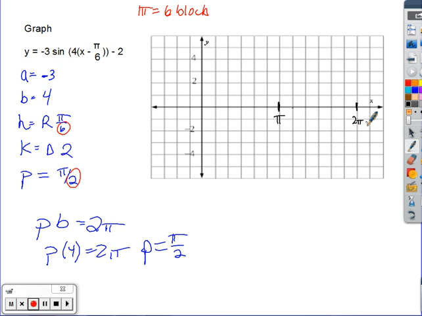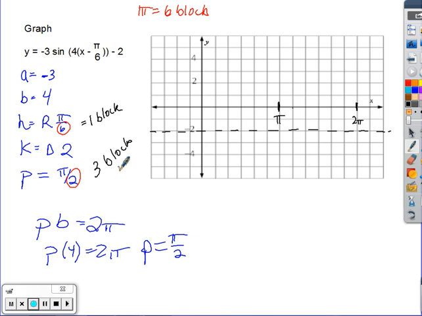Now, vertical shift down 2. Horizontal shift right pi over 6. But I forgot to count my blocks here. Sorry about that. So if 1 pi is 6 blocks, a right shift of 6 over 6 is 1 block. Okay, and if my period is pi over 2, then 6 divided by 2 is 3 blocks. So 3 blocks will be my period. Ooh, that's going to really crunch things down here.